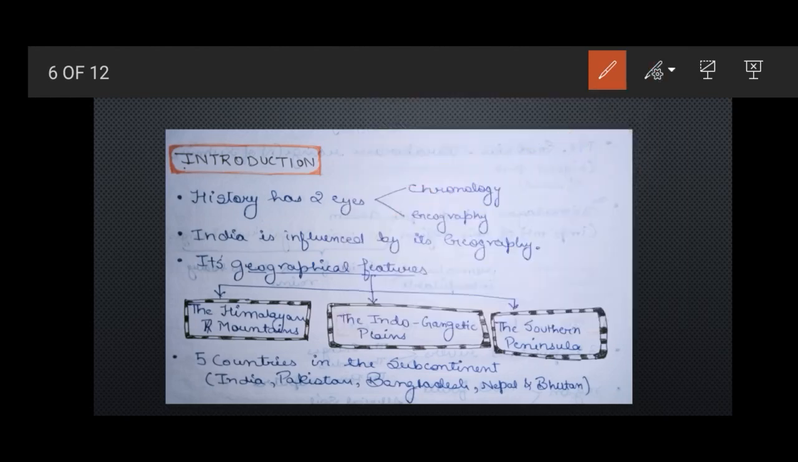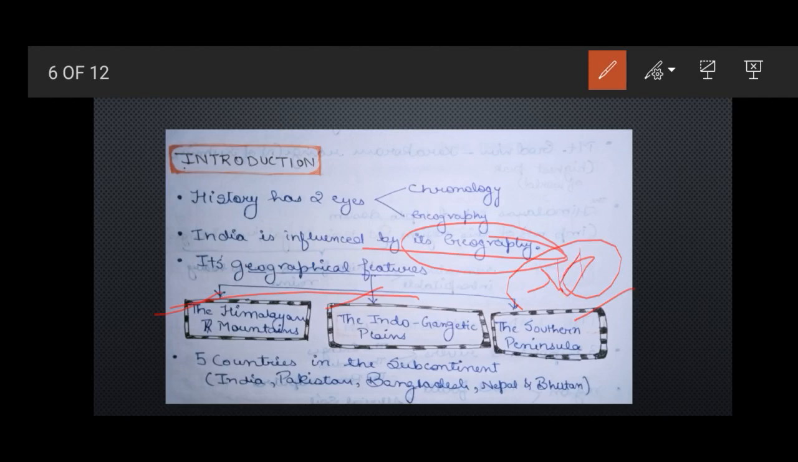Another important thing is that our country's history is very much influenced by its geography. How can we say this? Because the geographical features of a country make its own history. The first feature is the Himalayan mountains, the second is the Indo-Gangetic plains, and the third feature is the Southern Peninsula. These geographical features create the history of our country.